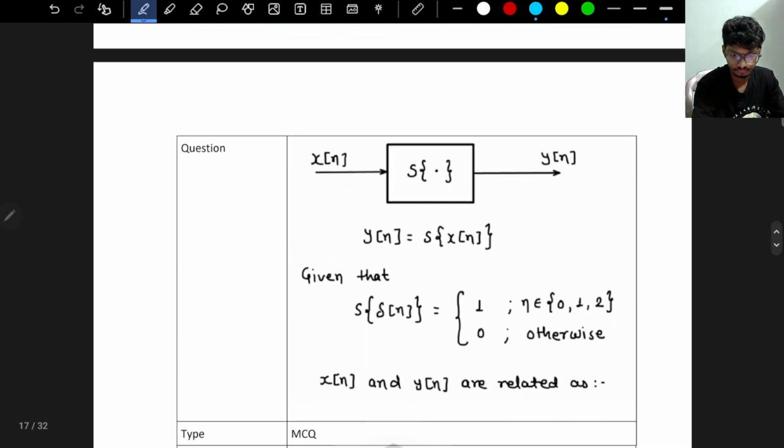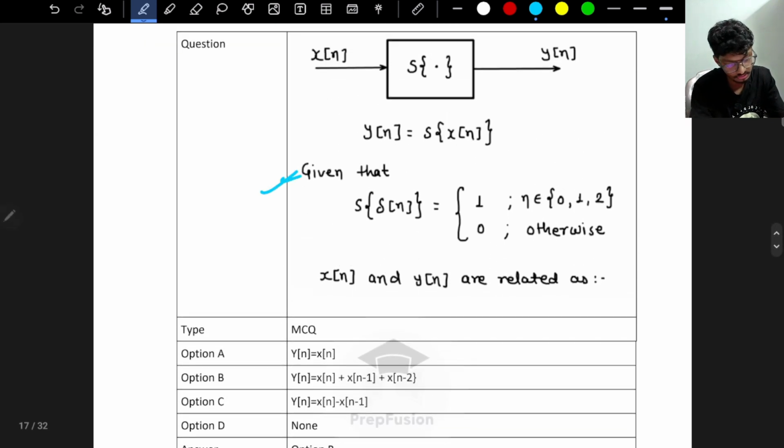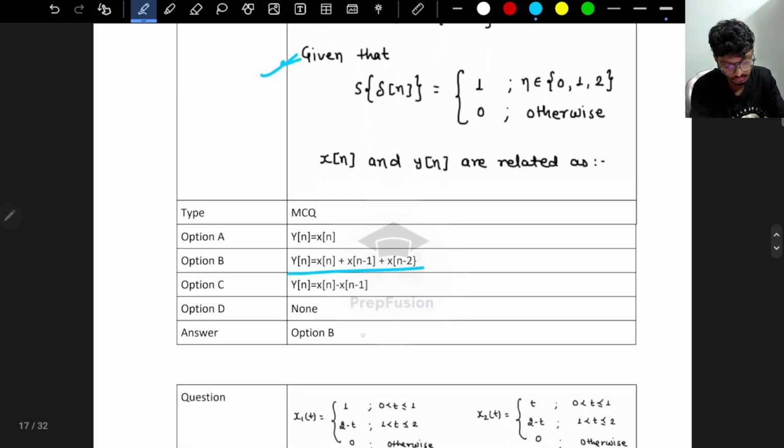Now coming to this question. Okay, if I come to this question, this was not that difficult. Given that, you have to find the relation between x of n and y of n. It comes out to be this. Okay, option B will be correct.